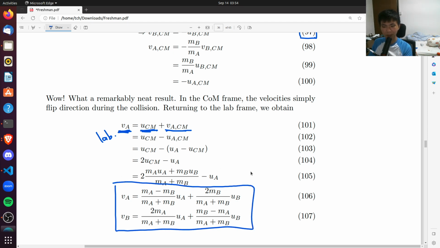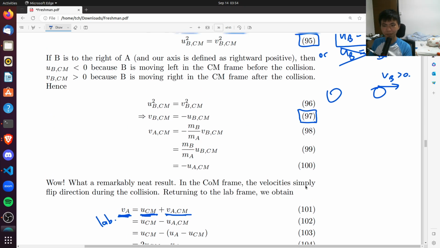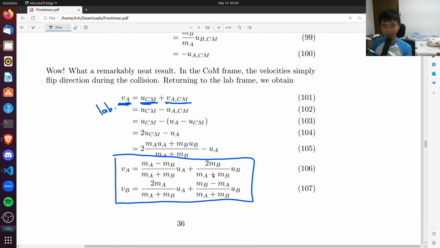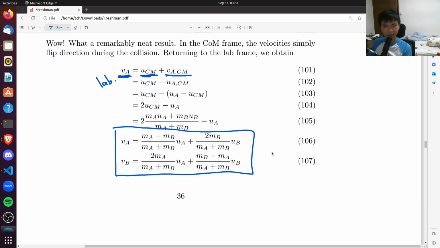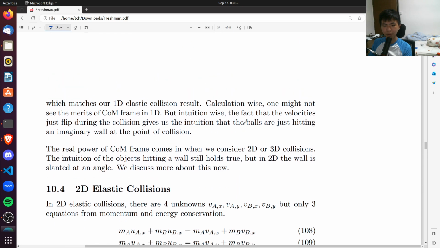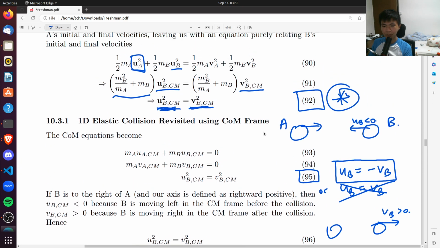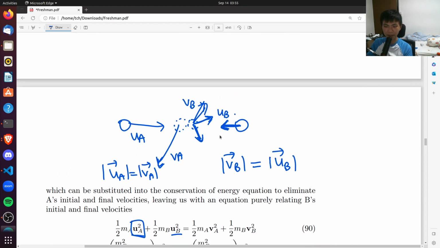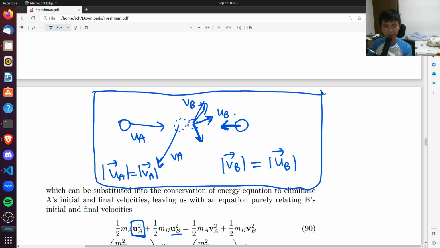You may be wondering, didn't we just go through a lot of work to rederive the same results? It seems like the first method, the lab frame, is easier. And for the 1D elastic collision, you'd actually be right. The first method was easier. However, what I said previously about the length of the vector staying the same will be indispensable when we go to higher dimensions. For 1D it's quite obvious, it's just flipping, but for higher dimensions this result is indispensable, and that's what we'll talk about now.